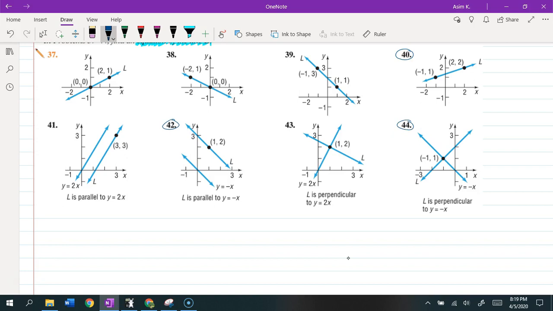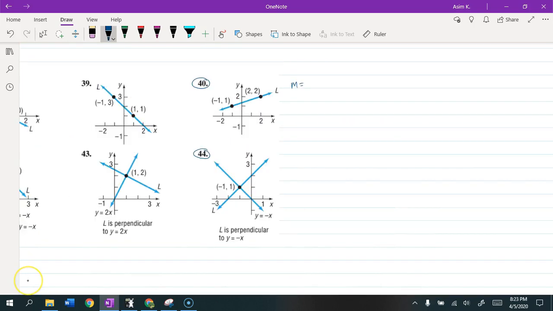All right, so let's talk about number 40 here. The slope of this line will be 2 minus 1, which is your rise, and then your run is 2 minus -1, and so you'll have 1/3 as the slope of this line. Okay. Now we're going to pick both points, and we'll start with -1, 1.